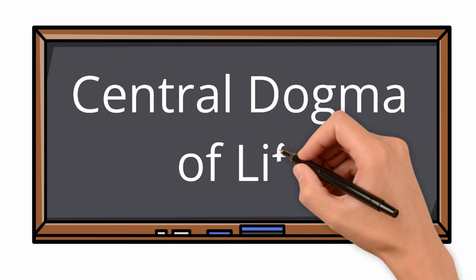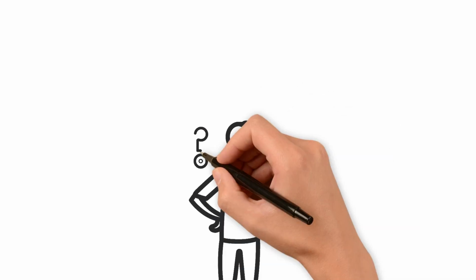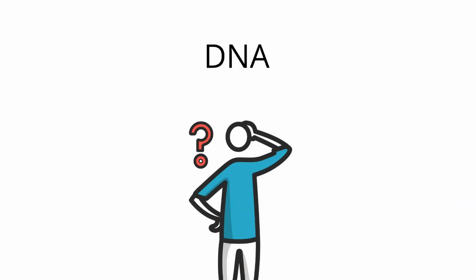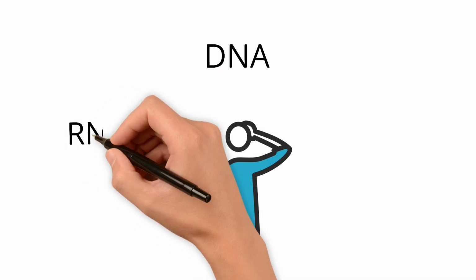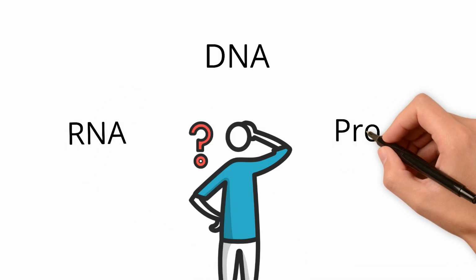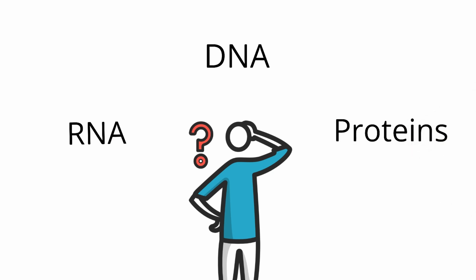In today's video, we're going to talk about the central dogma of life. Ever imagined why DNA is called the blueprint of life? Also, how is RNA made? And how are the proteins made? It is known that DNA has all the information.